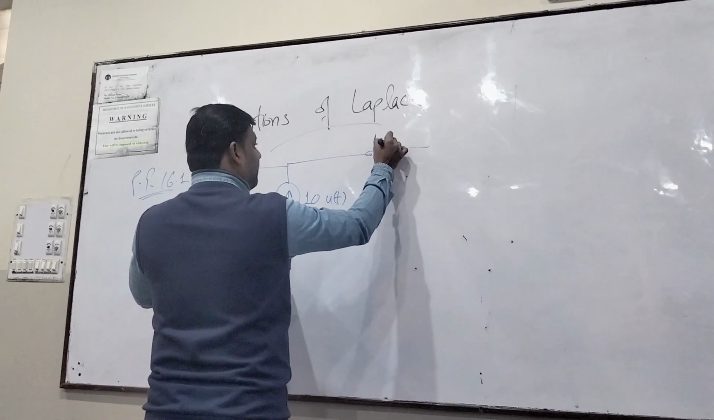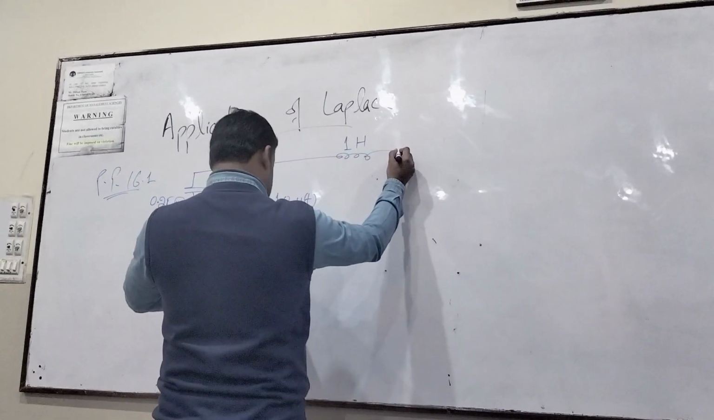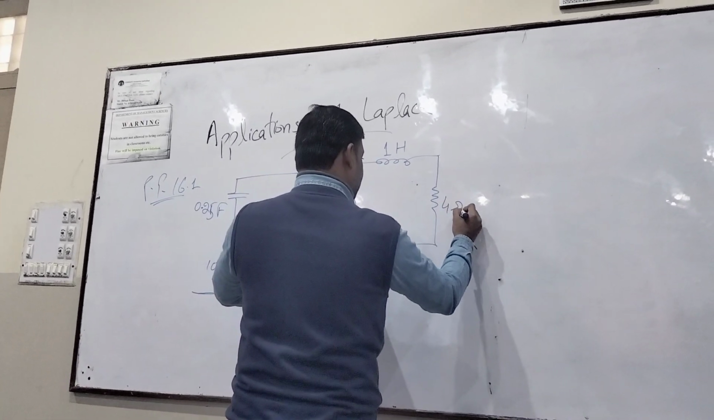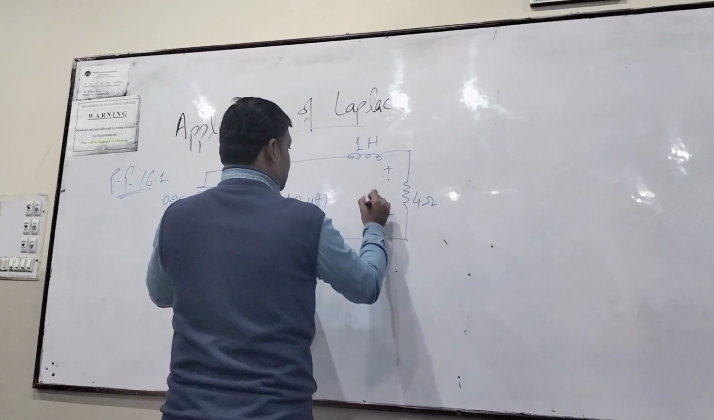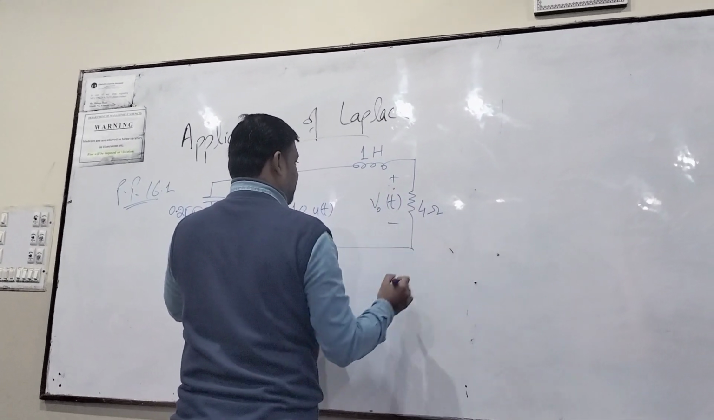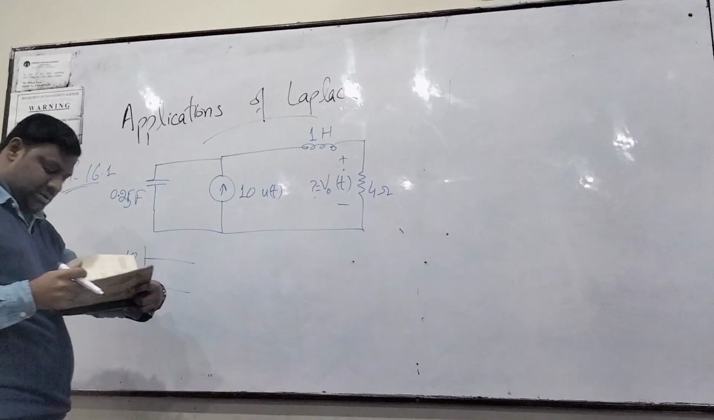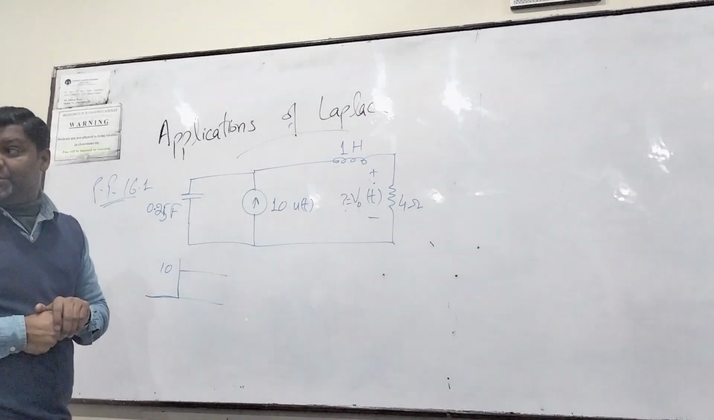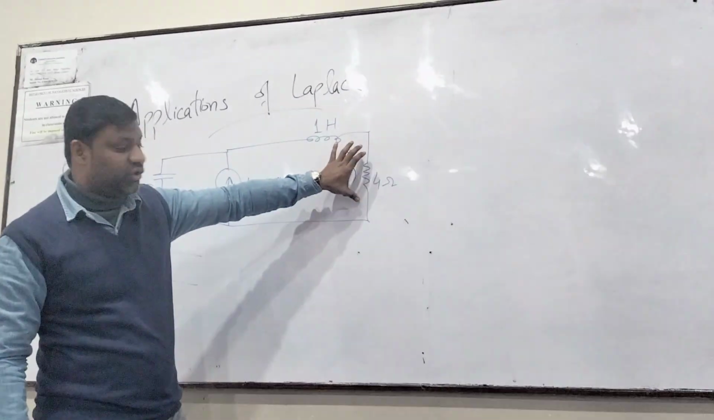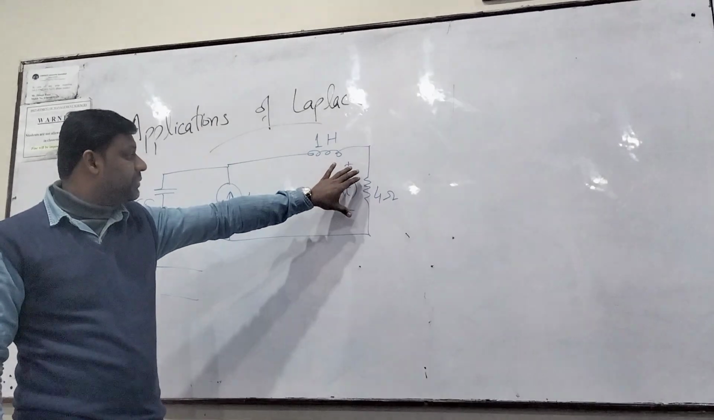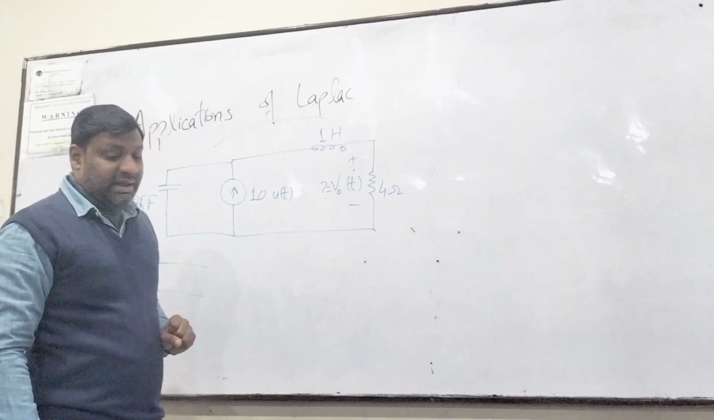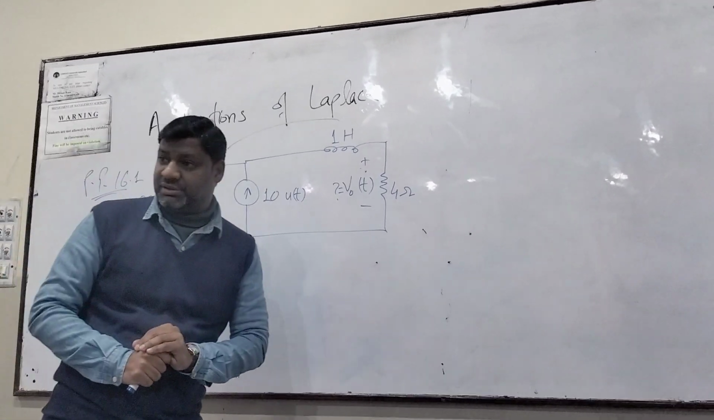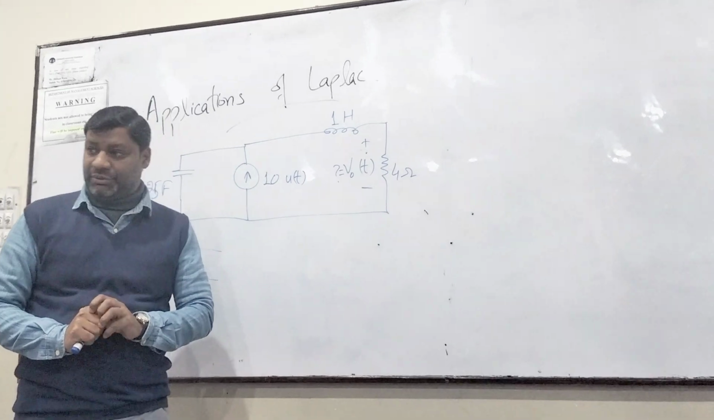An inductor of 1 henry. And then a 4 ohm resistor. He's asking you to find the voltage across this 4 ohm resistor. And the next thing he said, assuming zero initial conditions. Okay, initial conditions are zero.